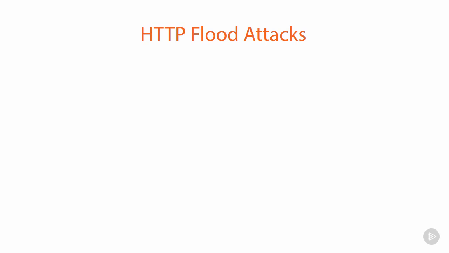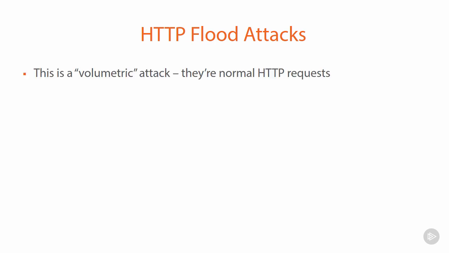Here's a class of attack that is a layer 7 denial of service attack. So it's up there at that application level. Now, normally when we talk about HTTP flood attacks, we're talking about volumetric attacks over HTTP. So imagine you had tens of thousands of machines in a botnet simultaneously making HTTP requests to a website.